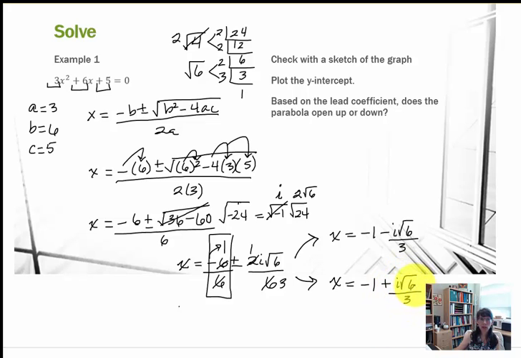Now don't reduce this 6 and 3 because 6 is under the radical and therefore it cannot reduce with a term that is outside of a radical. So you can see that we have two complex solutions here, and it means there's no x-intercept.